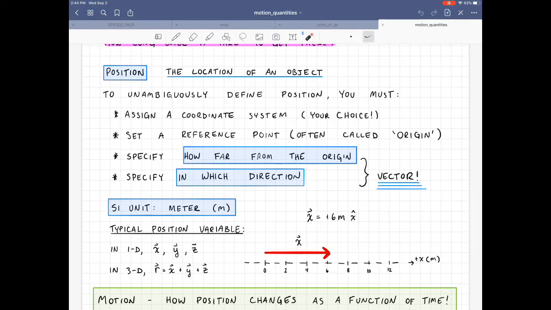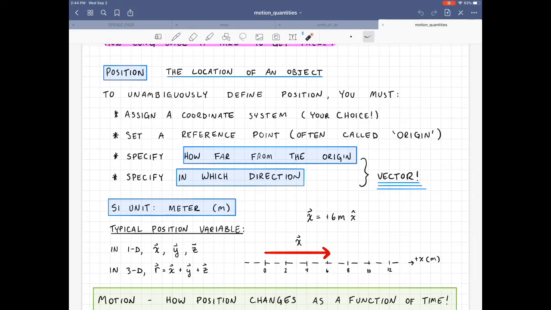But to specify a position without any ambiguity, we need to do 3 things. We need to assign a coordinate system, and we're going to talk a little more about coordinate systems in this video, but first we need to assign a coordinate system. And the nice thing about assigning a coordinate system is that literally it's up to you. You have the choice for whatever coordinate system you want to assign. Once you've set your coordinate system, you need to, along with the coordinate system, define a reference point, and often this is referred to as the origin.